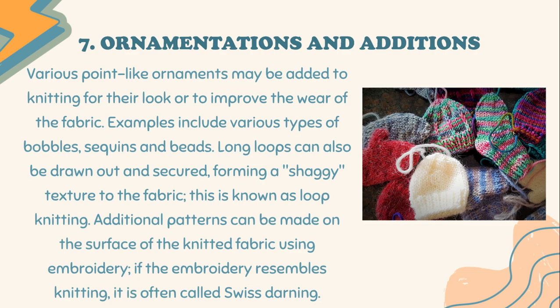The last of the different stitches of knitting is ornamentations and additions. Various point-like ornaments may be added to knitting for their look or to improve the wear of the fabric. Examples include various types of bobbles, sequins, and beads. Loom loops can also be drawn out and secured, forming a shaggy texture to the fabric. This is known as loop knitting. Additional patterns can be made on the surface of the knitted fabric using embroidery. If the embroidery resembles knitting, it is often called Swiss darning.